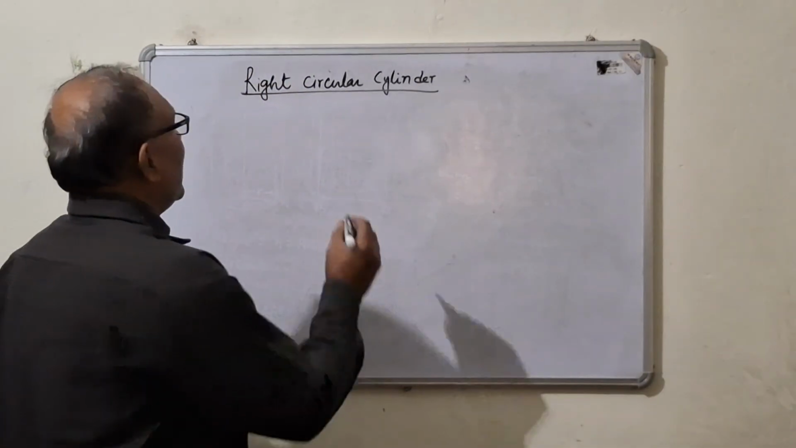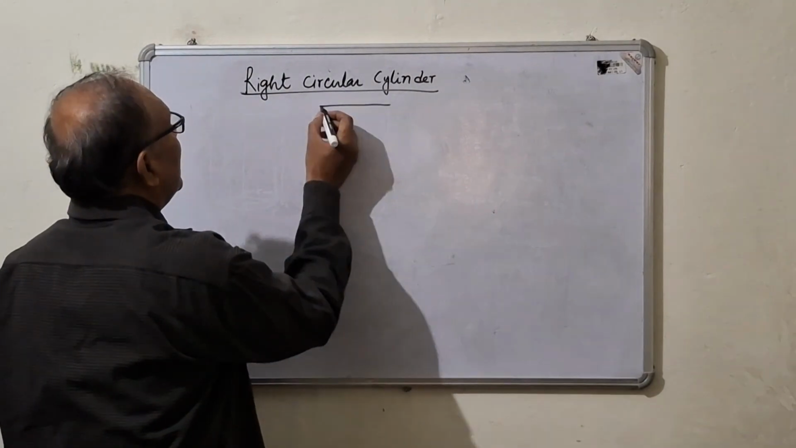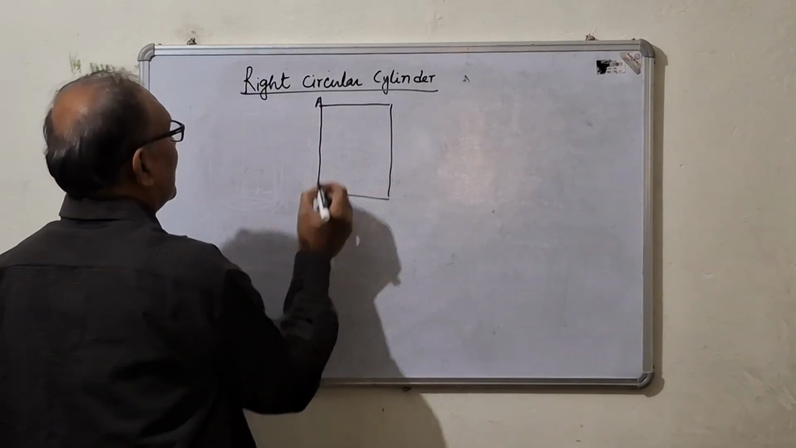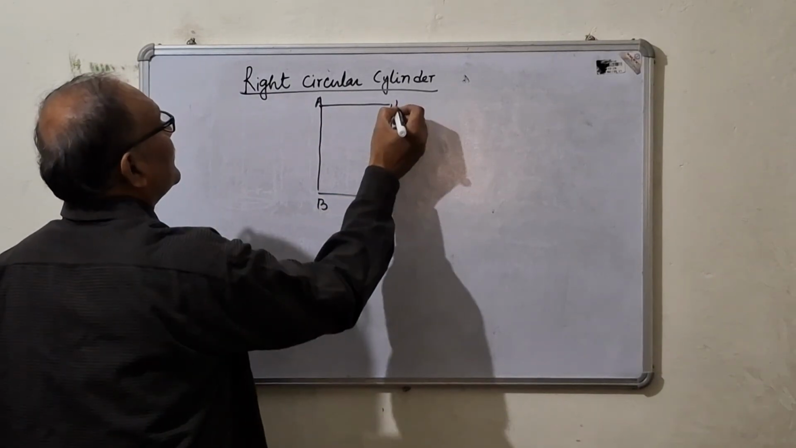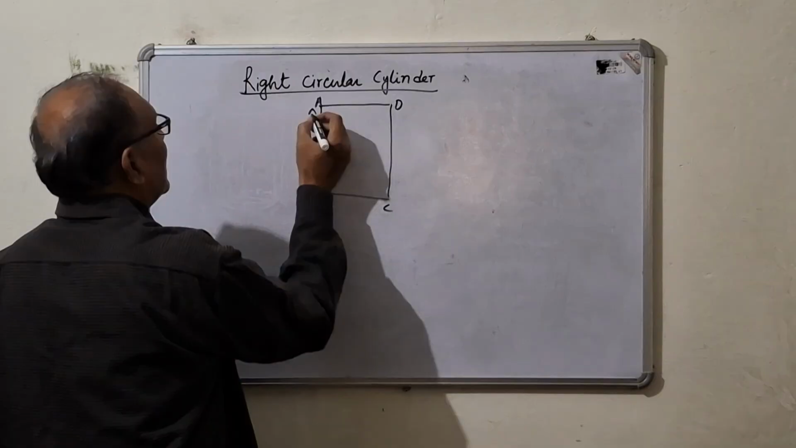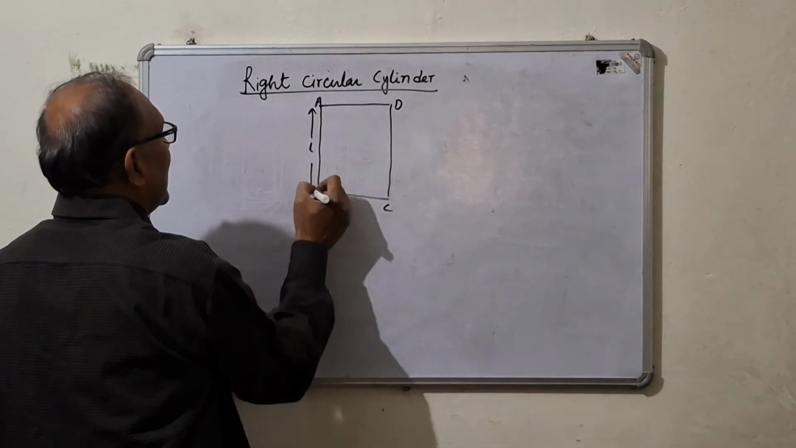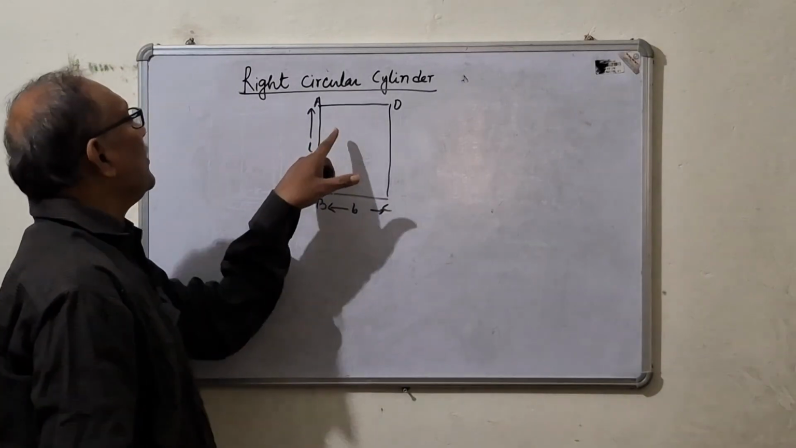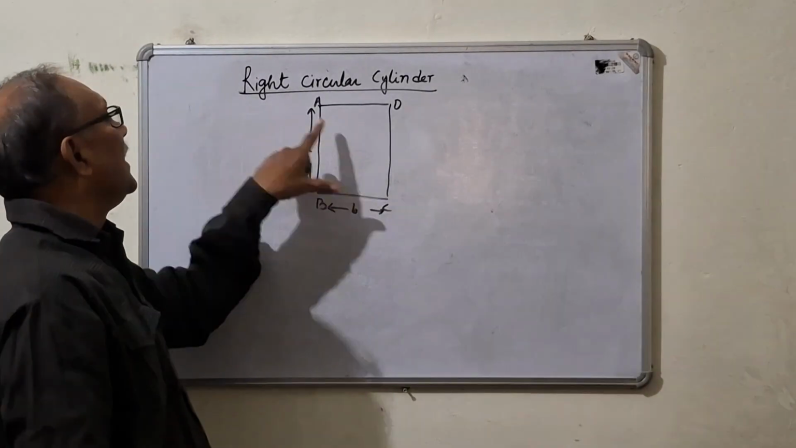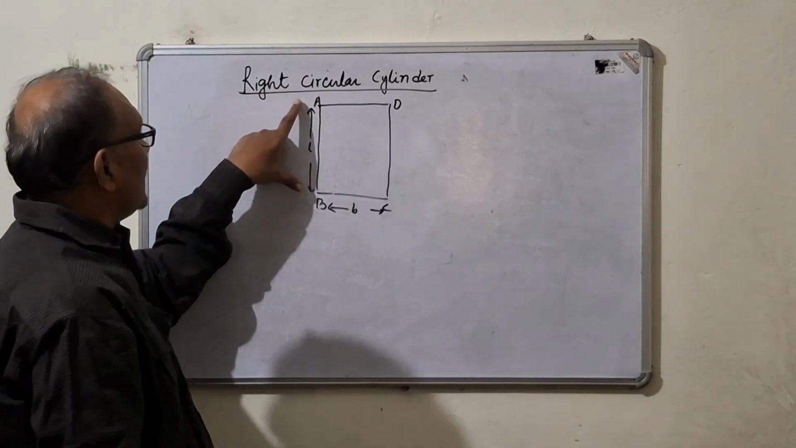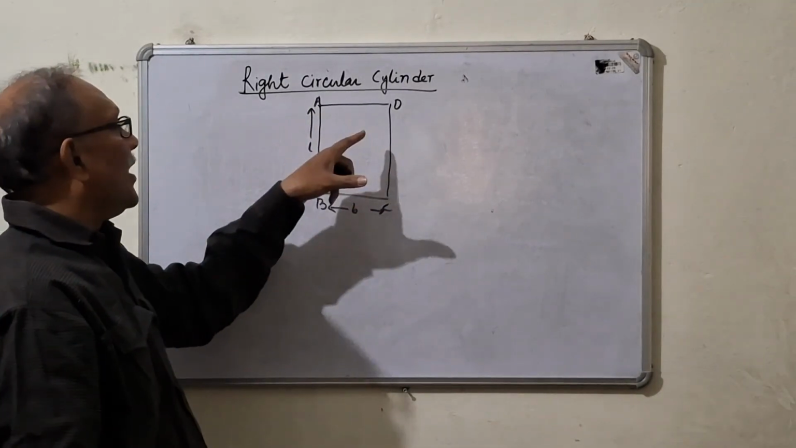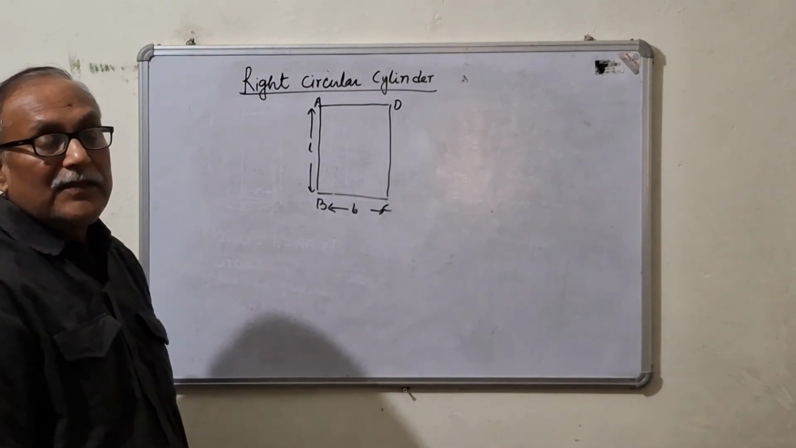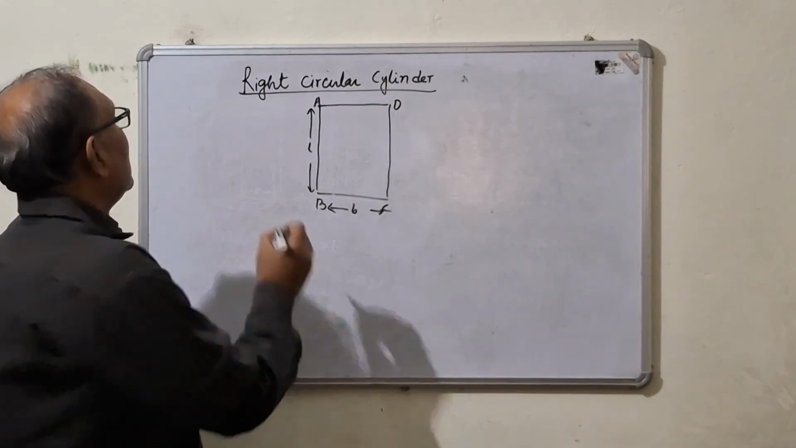Now suppose that ABCD is a rectangle in which AB is the length of the rectangle and BC is the breadth of the rectangle. Now if you rotate this rectangle ABCD by fixing the side AB and rotating it about side AB, we will get the 3D shape which is in the form of a right circular cylinder.